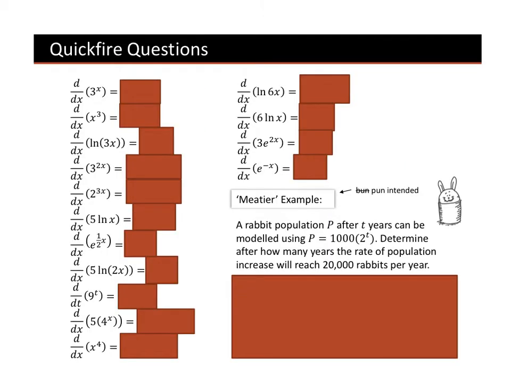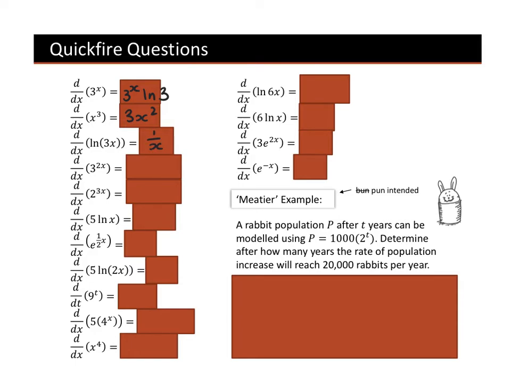Okay, very quickly work in pairs and see how many questions you can do. Okay, so number 1, 3 to the power of x. We're going to differentiate it. We multiply by ln of the base, and in this case it's 3. So we're going to have 3 to the x multiplied by ln 3. Okay, x cubed. We know we differentiate that: 3x squared. Ln of 3x, it doesn't matter that it's ln of 3x. Our differentiation is 1 over x.